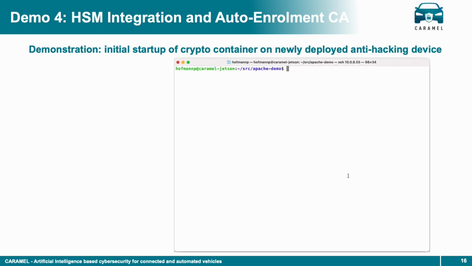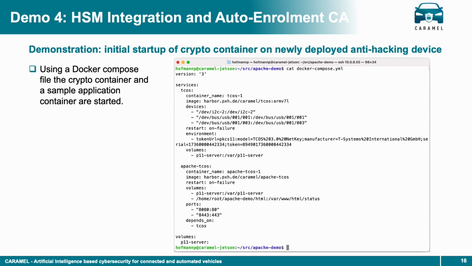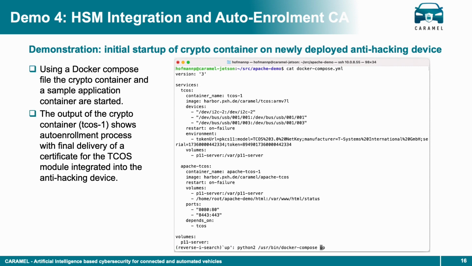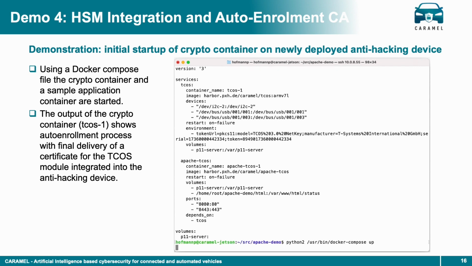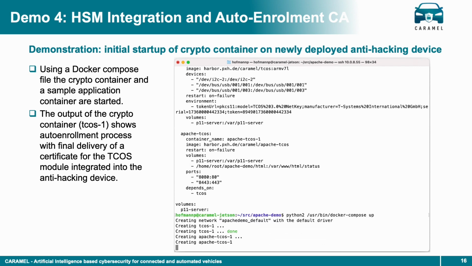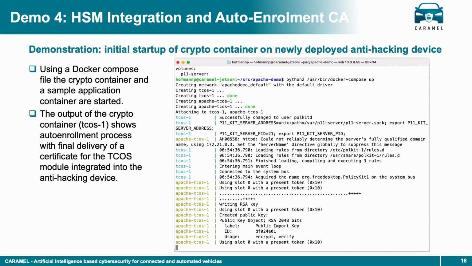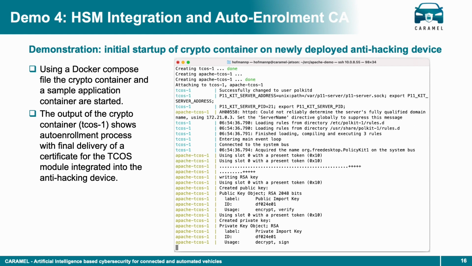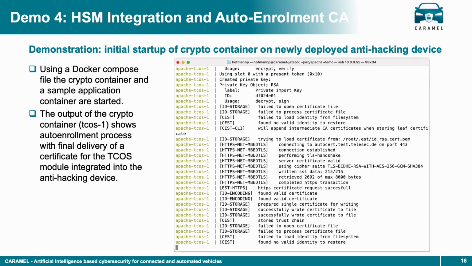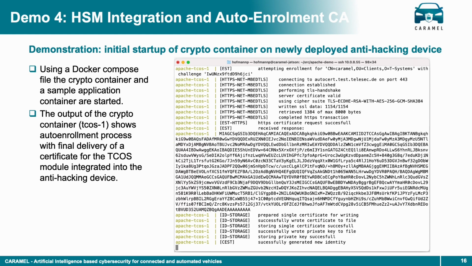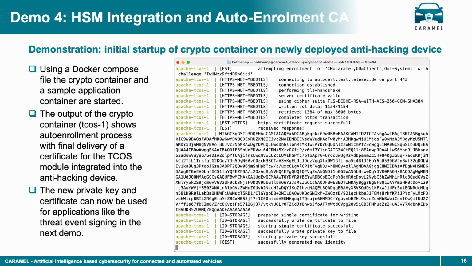Let's see what happens when we first start the crypto container and sample application using a Docker Compose file. The output of the crypto container in the lines beginning with TCOS1 shows the auto-enrollment process with final delivery of a certificate for the TCOS hardware security module integrated into the anti-hacking device. The new private key and certificate can now be used for applications like the threat event signing in the next demo.